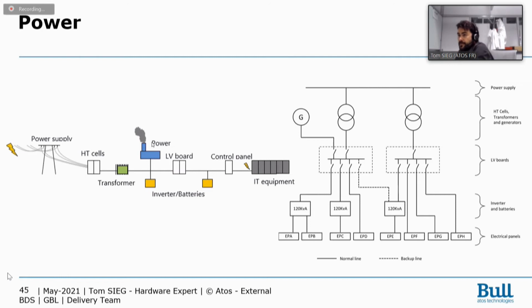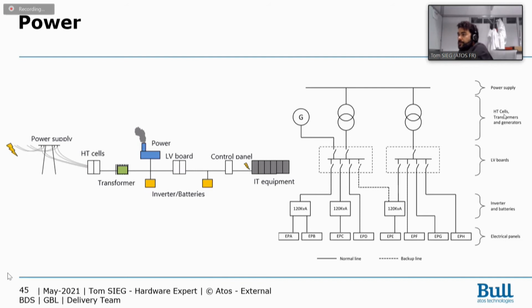Secondary sources, if you have a power generator for backup, for example. Inverter. The LV boards and control panel are to control and secure your electricity, and at the end you will have the equipment. So you will find here the same, but schematically.